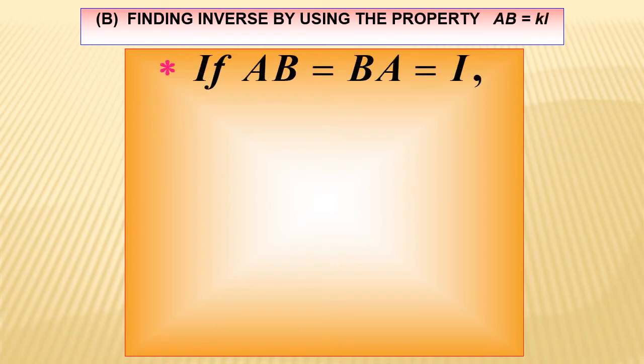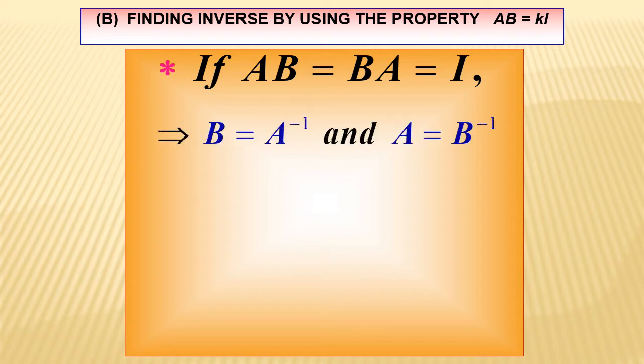Finding inverse by using the property of AB equal to KI. So let's say if A multiplied by B is equal to B multiplied by A, which is equal to I, then B is equal to A inverse, and A also can be equal to B inverse. How is it? Okay, so let's say AB is equal to I.